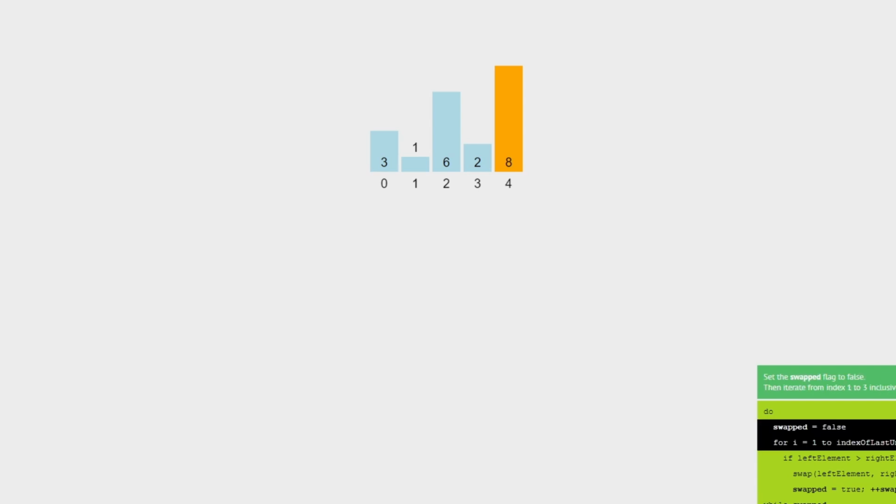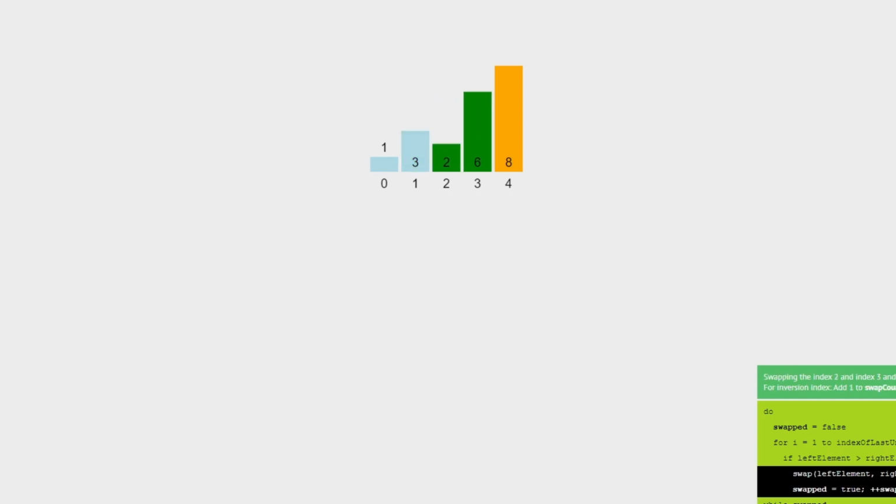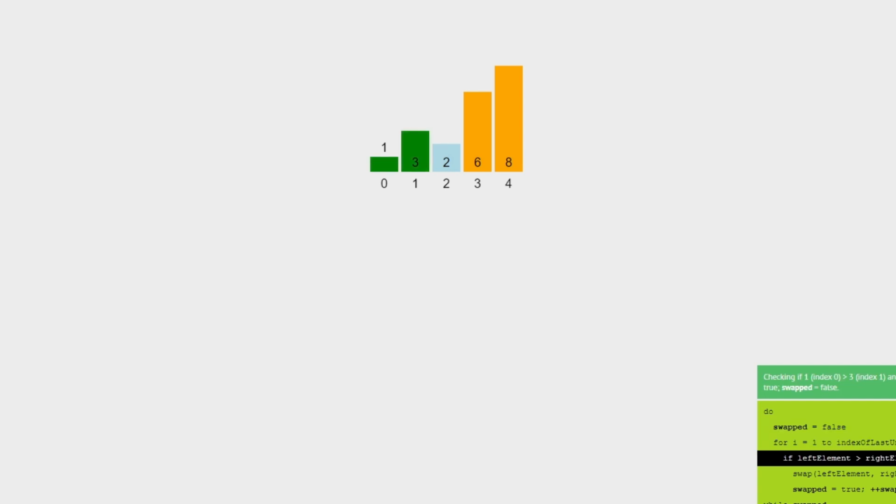The next thing we do is we compare 3 and 1 and swap them. 3 is already smaller than 6, so we go on, and then we swap 6 and 2, so 6 is now before 8.